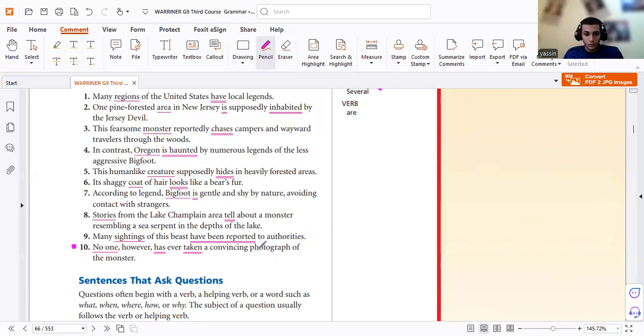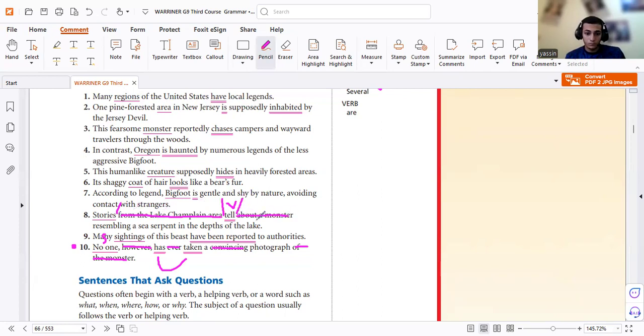Again, here, where are the phrases? I'm just looking at the monster. And I know the subject must be a noun or pronoun. So no, the verb has taken. The subject, who has taken? No one, so no subject. Again, from the lake area, delete the phrase. I stopped because I found the verb.